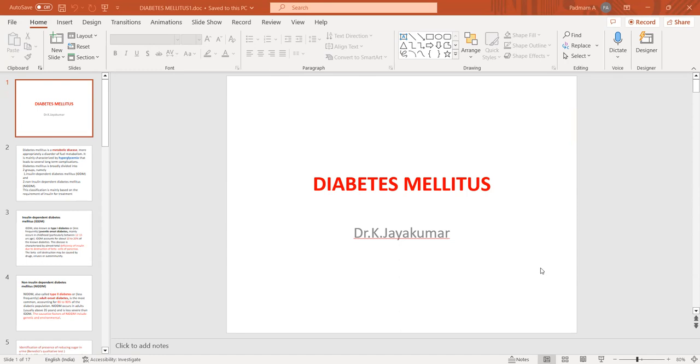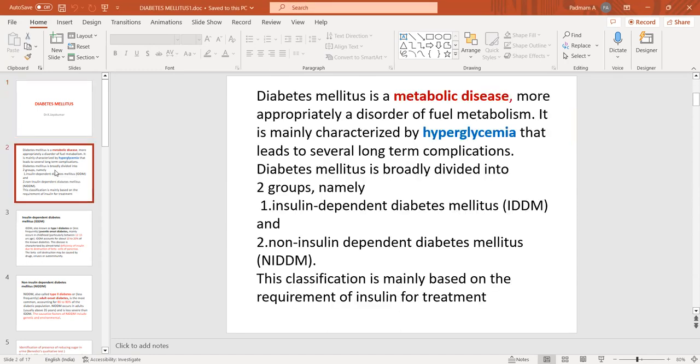Today we are going to be discussing diabetes mellitus. Diabetes mellitus is a metabolic disease, more appropriately a disorder of fuel metabolism. It is mainly characterized by hyperglycemia that leads to several long-term complications.